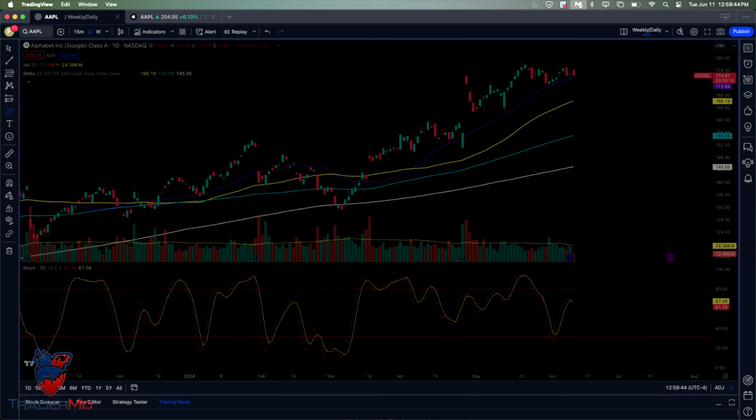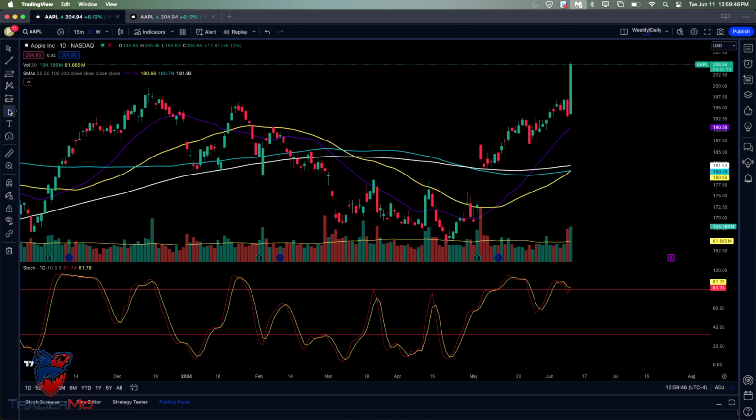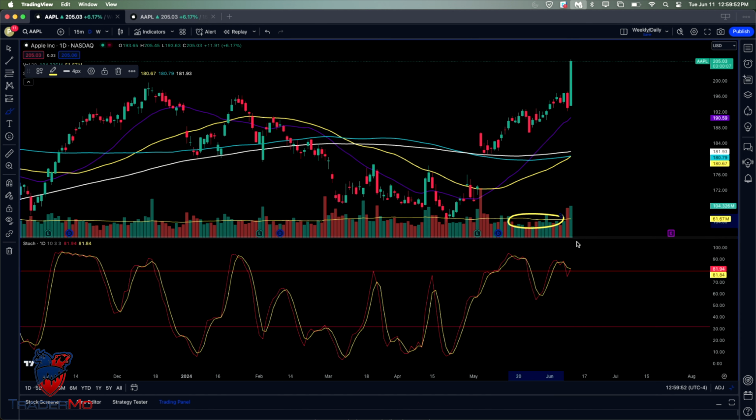Now, I want to show you an opposite of this one, just so you can see what it looks like when a trend is continuing. So let's go to Apple today. Apple has had pretty insignificant volume over the past couple of weeks. Yesterday, there was a big announcement. What happened? The volume increased. Notice what happened to the trend. The trend went higher.